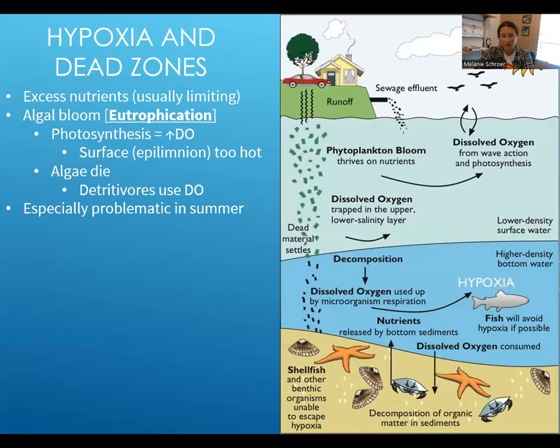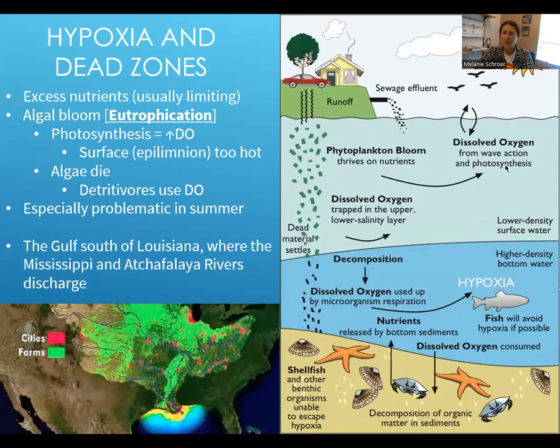And again, this is especially problematic in the summer because that hotter epilimnion is going to release more of that oxygen, and more people are fertilizing their lawns in the summertime. And so very predictably every summer there is a massive dead zone, right? So a hypoxic area in which fish are not able to live, and maybe even some of these other organisms are not able to live as well. And so this is found within the Gulf of Mexico, which you'll read about shortly.